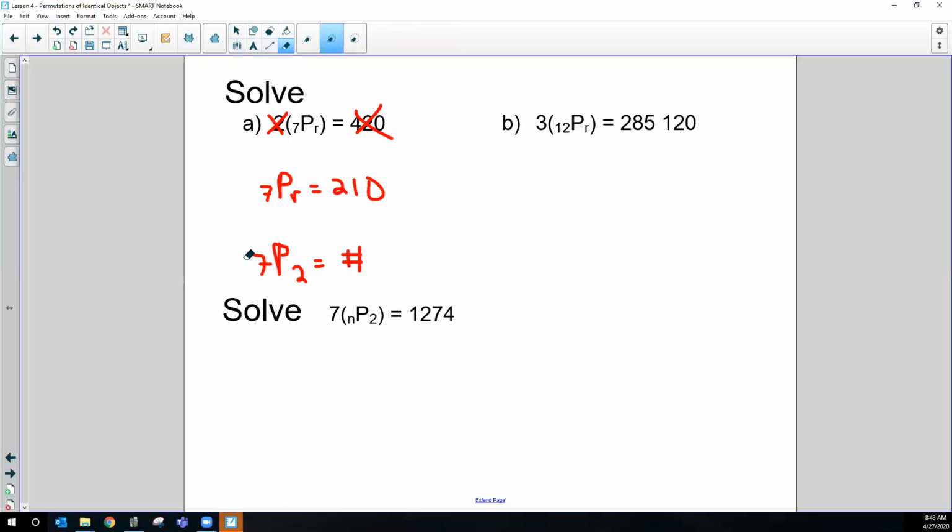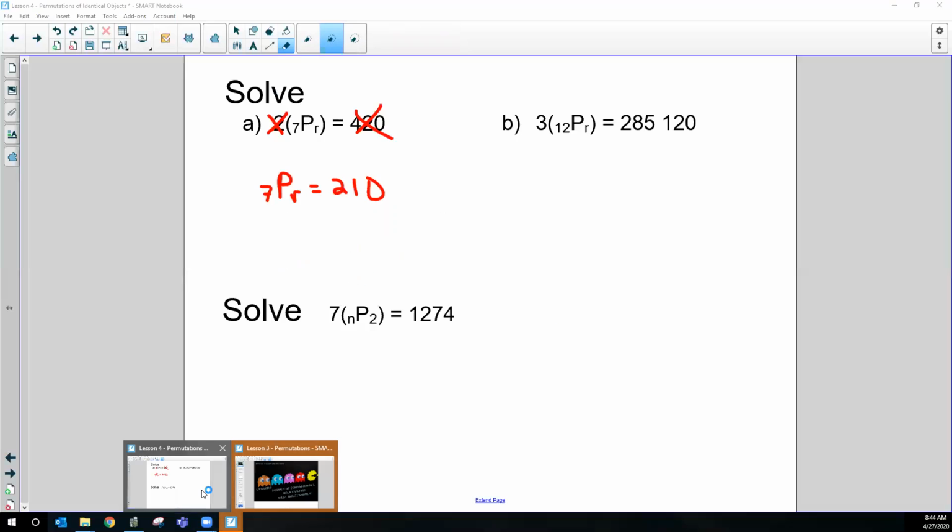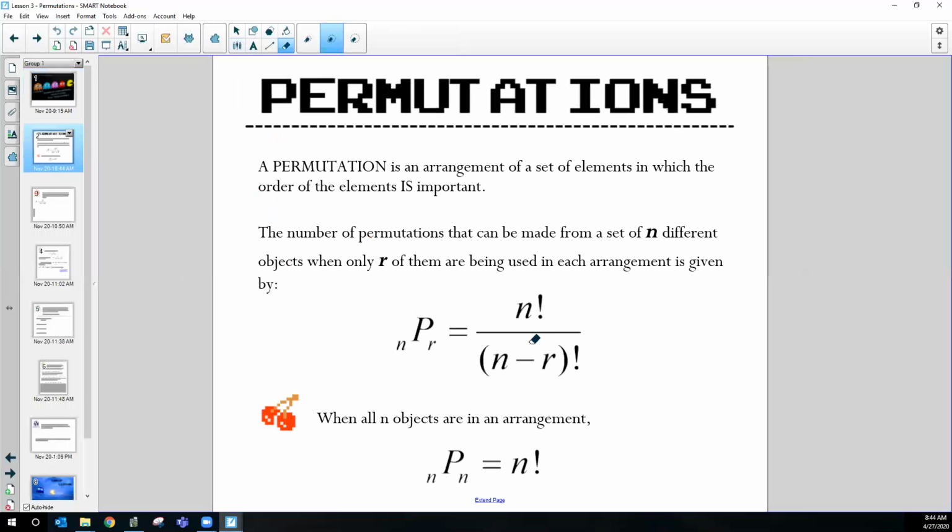However, we want to make your life a bit more complicated. So we're going to say, okay, there are 210 ways of doing something. You have 7 total objects. How many did you pick? So how many were chosen? Now, you can do this using guess and check. It may take you forever. So what we're going to do is we're going to use the formula. All right? So that is right here.